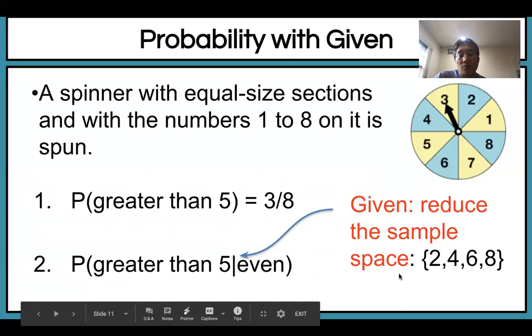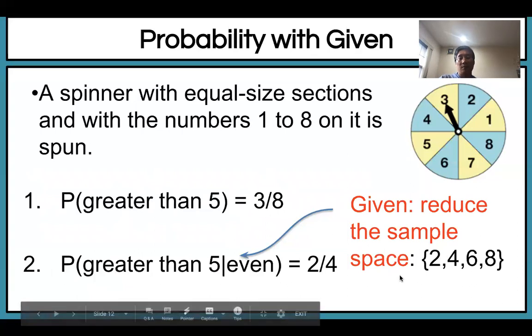6 and 8. So 2 over 4, right? Everybody understand? 2 over 4 is equal to 1 over 2. So you see the difference between number 1 and number 2, right? There is a condition. What does the condition do? It narrows down the total number, the sample space.